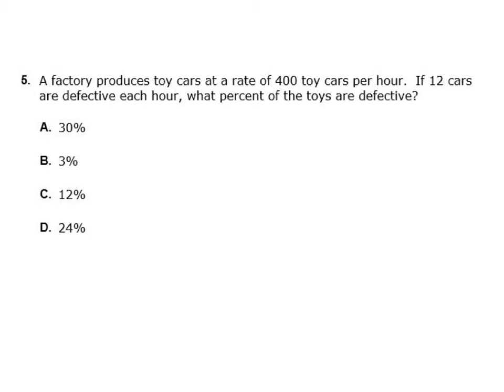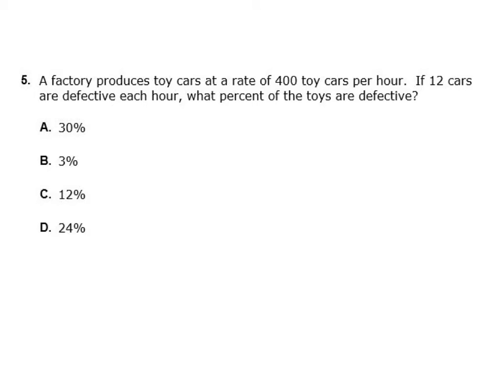Okay, so here's number 5, actually. A factory produces toy cars at a rate of 400 toy cars per hour. If 12 cars are defective each hour, what percent of the toys are defective? So this is where we use the one chart. So you're going to go ahead and do part and total.